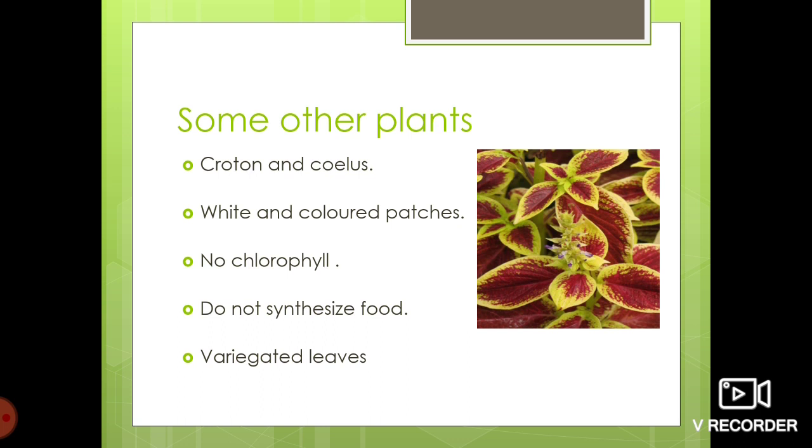There are some plants like croton and scillas which have white and colored patches on their leaves. These white or colored patches do not have chlorophyll. They do not contain chlorophyll, so they do not synthesize their food. Such patched leaves are called variegated leaves. Let me repeat it. Such patched leaves are called variegated leaves. You can see from the image carefully. These are known as variegated leaves.